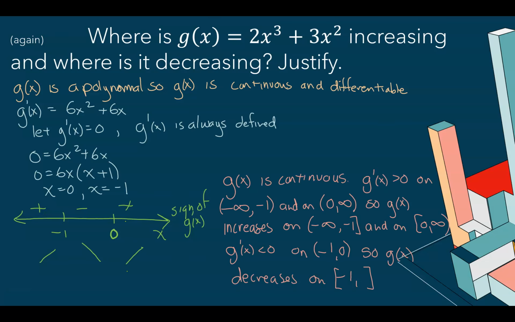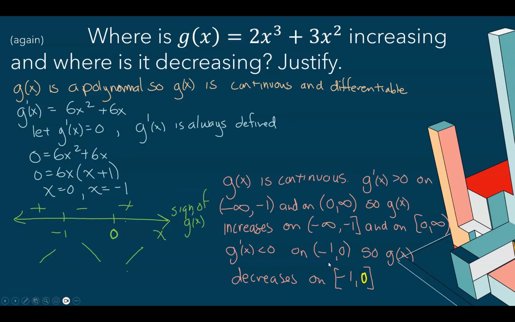And so that's where I write: g is continuous. g prime is greater than 0 on the open interval -infinity to -1, and on 0 to infinity. So g of x increases on -infinity to -1 and on 0 to infinity. And remember, we're going to include those endpoints, -1 and 0. g prime of x is less than 0 from -1 to 0. So g decreases on the closed interval -1 to 0.